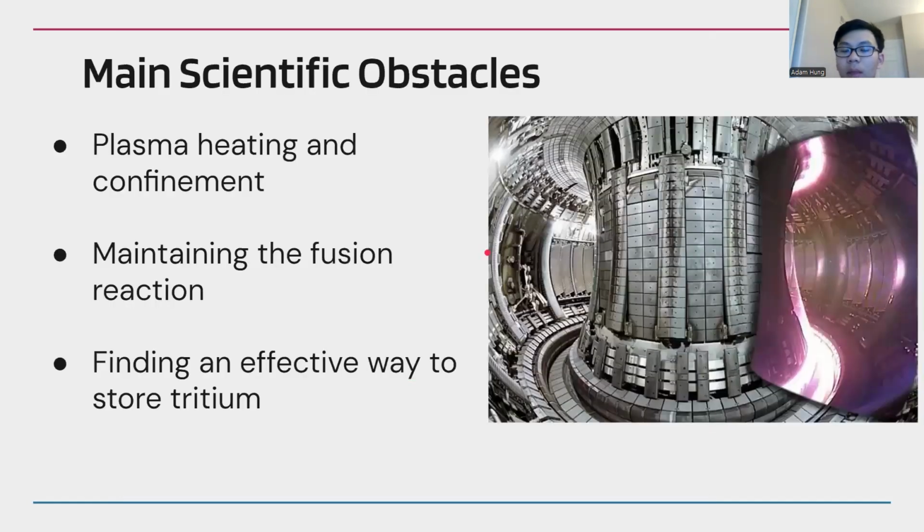Some of the main scientific obstacles of fusion today are plasma heating and confinement. Let me first introduce what this picture is showing. This picture shows a tokamak device, which is a device that generates fusion energy. Within this device, during the fusion energy generation process, it holds plasma, which is the state of matter that the fusion fuel is in when it reaches the required temperature and pressure.